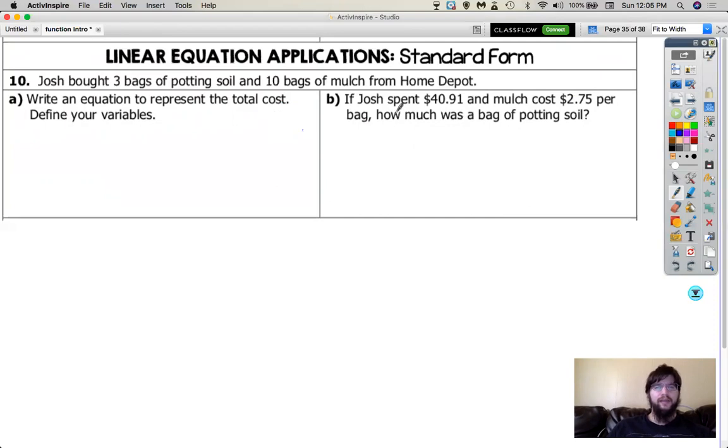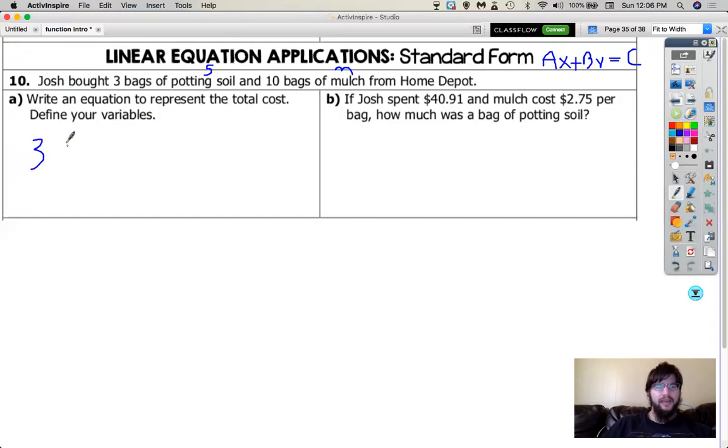So if we think about standard form, that's AX plus BY equals C. Now C is the constant. So what 2 things are going to be changing that determine C? Potting soil and mulch. That's going to be our X and our Y. C is going to be the cost. So I've got 3 bags of potting soil and 10 bags of mulch. I guess I'll call that S and M. Sure, why not? That's an S, not a 5.